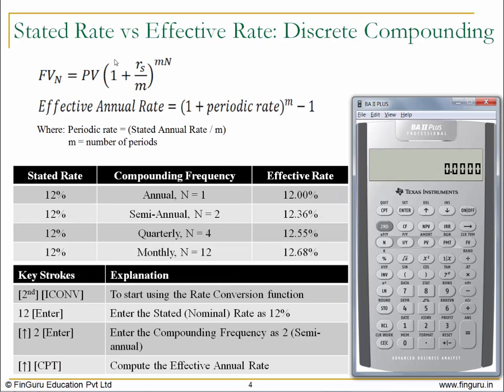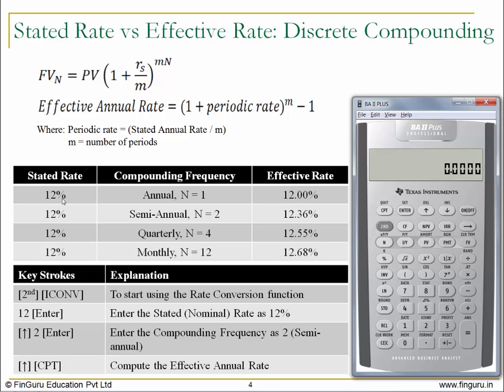The first task we have on our hands is to calculate the effective annual rate given the stated annual interest rate using discrete compounding. I hope you're familiar with this formula: the future value is equal to the present value times 1 plus the stated annual interest rate divided by m, which is the number of compounding periods, raised to the power of m times n, where n here stands for the number of years. We are going to be using this part of the formula to calculate the effective annual interest rate: the effective annual rate is equal to 1 plus the periodic rate, where the periodic rate is the stated annual rate divided by m, the number of periods, all raised to the power m, minus 1. We don't really need to use this formula to calculate it because the calculator has an inbuilt function to do so. So let's have a look at how we do that.